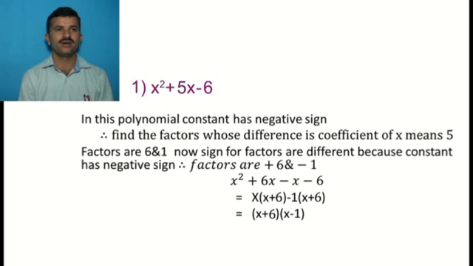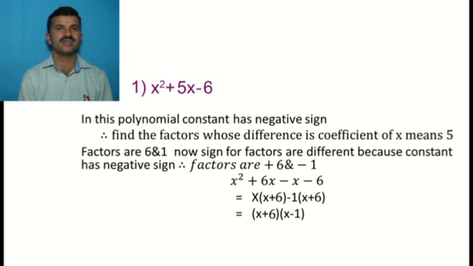Take another quadratic polynomial, x square plus 5x minus 6. Here constant has a negative sign. That means you have to find the factors of 6 such that their difference is the coefficient of the middle term. Therefore, you have to take the factors of 6, such that 6 and 1 are the factors. But here constant has a negative sign. You can learn before that plus into minus is equal to minus and minus into plus is equal to minus.